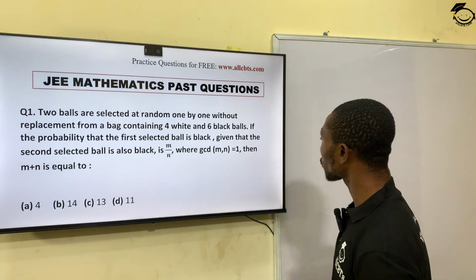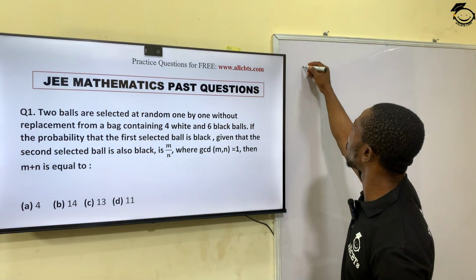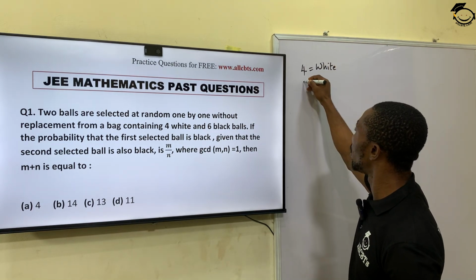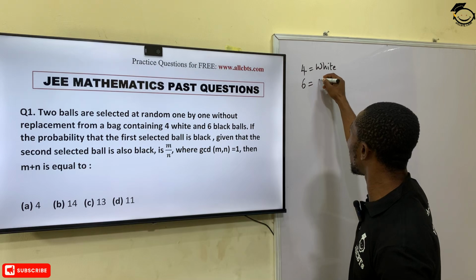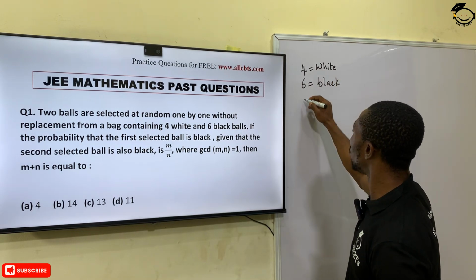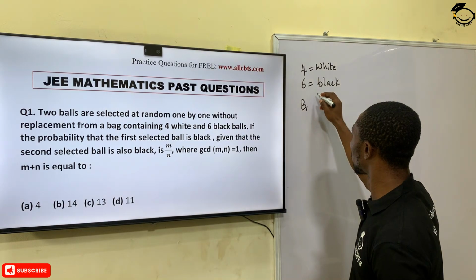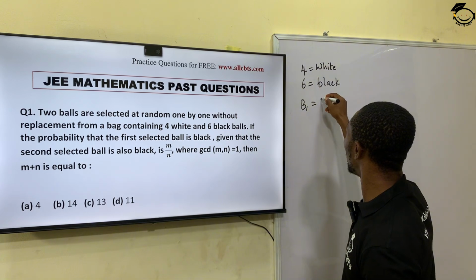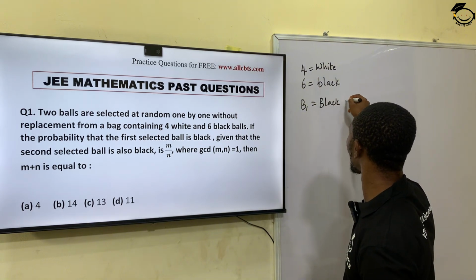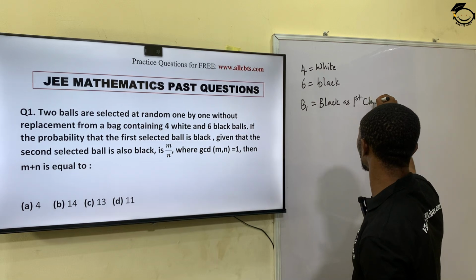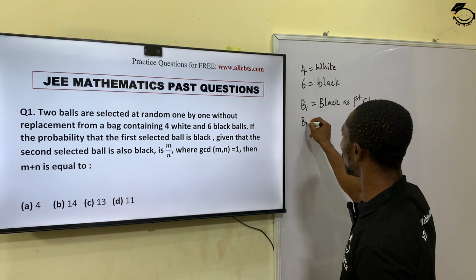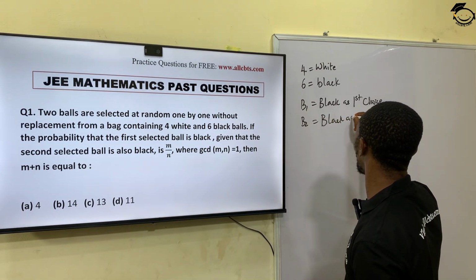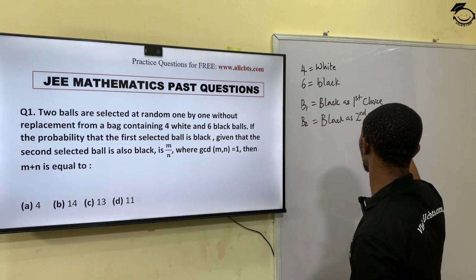n. Now, for our probability, here we have 4 whites. For our white balls, we have 4. And for the black, we have 6. So, let's call this our probability of picking black as first choice, B1, and B2 is the probability of picking black as second choice.